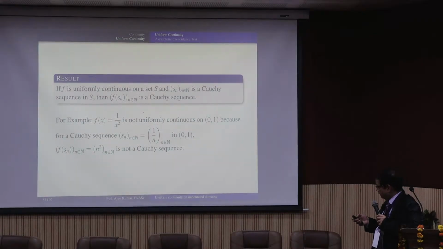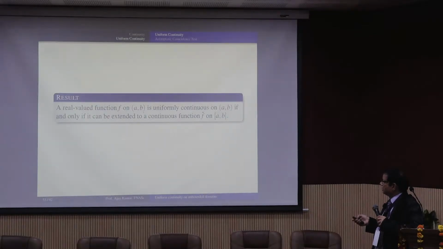How can we say a little bit more? You might have done in class that if f is uniformly continuous, then it sends a Cauchy sequence into a Cauchy sequence. So how can we use this? Say 1 by x square is not uniformly continuous on 0, 1. You look at the sequence 1 by n; its image is n square, which is not a Cauchy sequence. So this criterion is not satisfied, and f is not uniformly continuous on the open interval 0, 1.